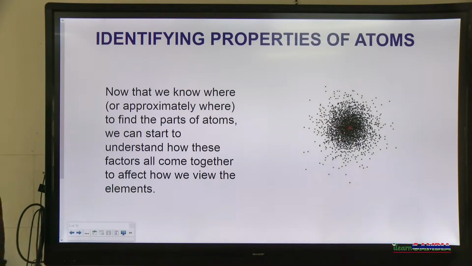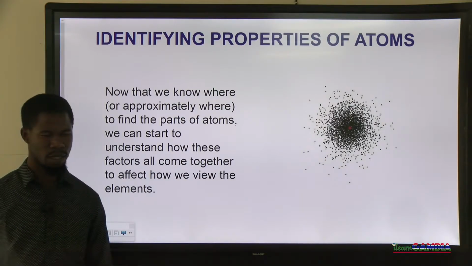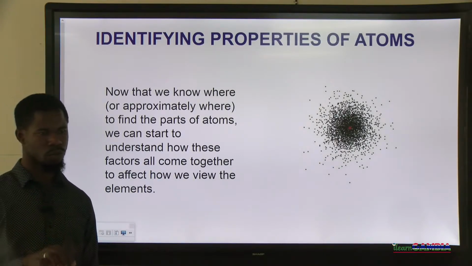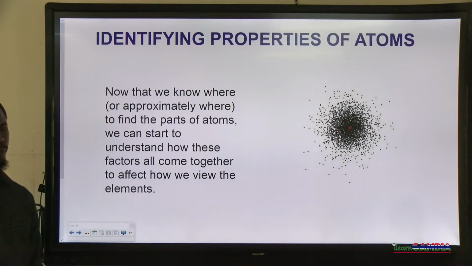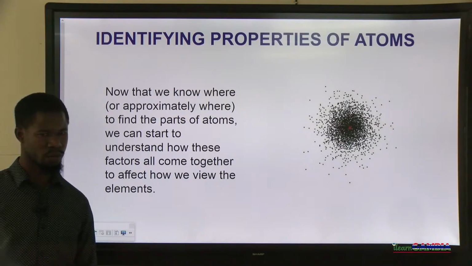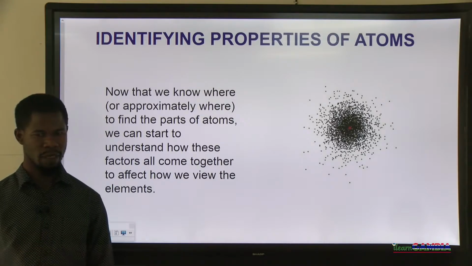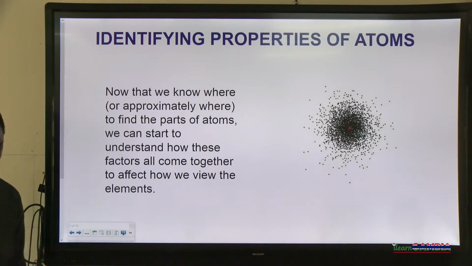When we are trying to identify the properties of atoms, we know approximately where to find the parts of the atoms. As I mentioned, those are the subatomic particles. Where are the protons and neutrons found in an atom, and where do we find the electrons in an atom? Understanding those factors will help us to gain an in-depth knowledge of elements that are represented on the periodic table.